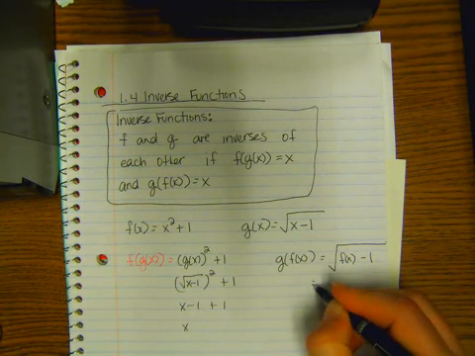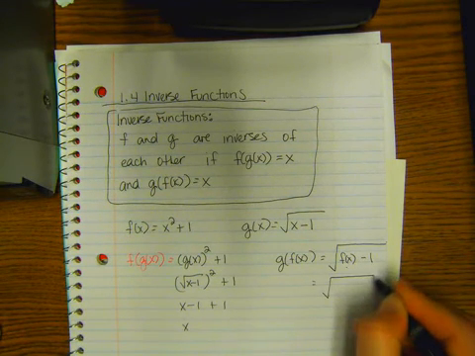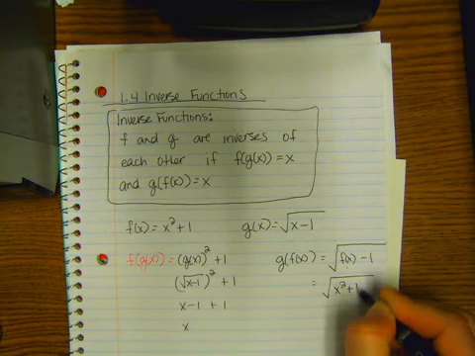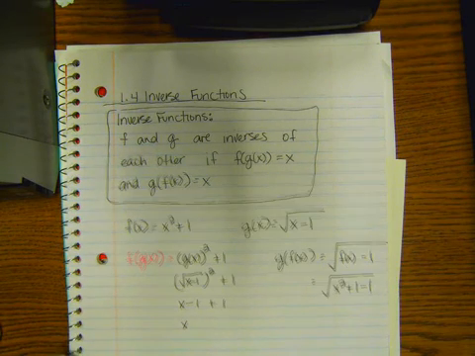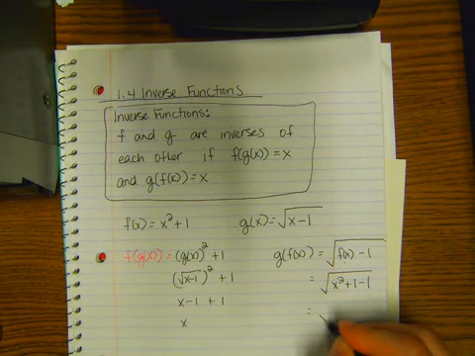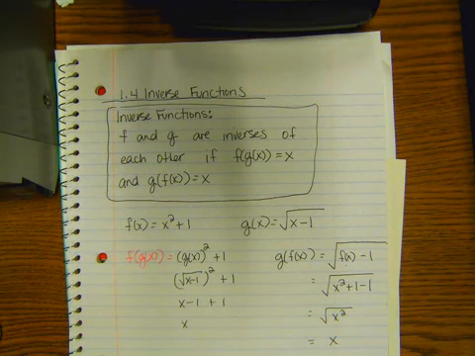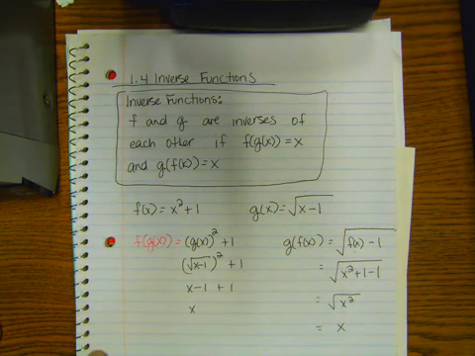So, what am I going to put there? X squared plus 1. X squared plus 1 minus 1, the plus 1 minus 1 cancels, right? So we're talking about the square root of x squared, which is just x. Okay.